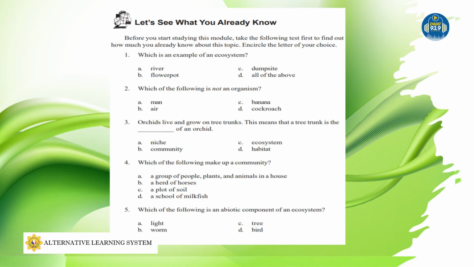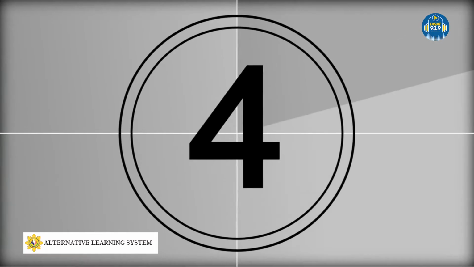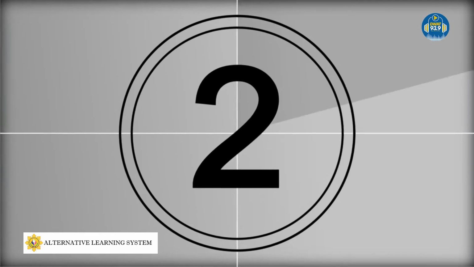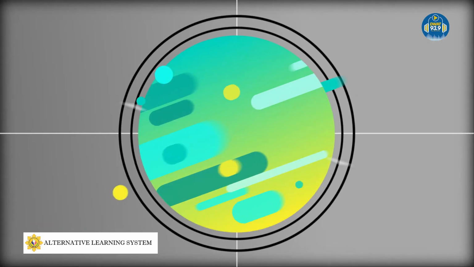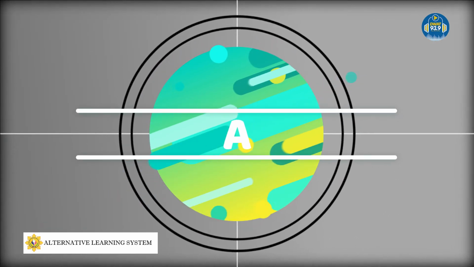Number 5. Which of the following is an abiotic component of an ecosystem? A. Light, B. Worm, C. Tree, or D. Bird? The correct answer is letter A.